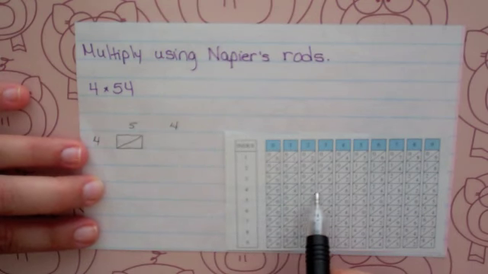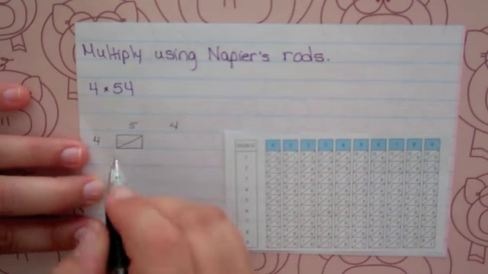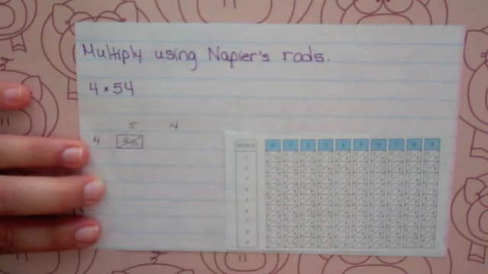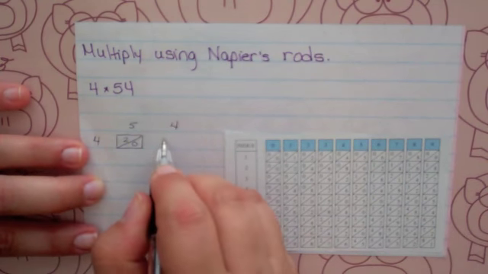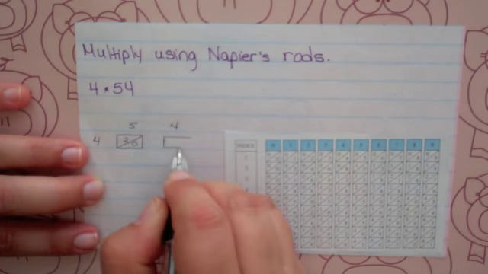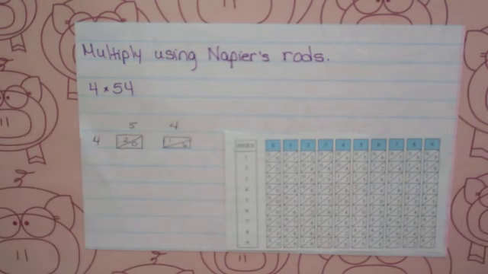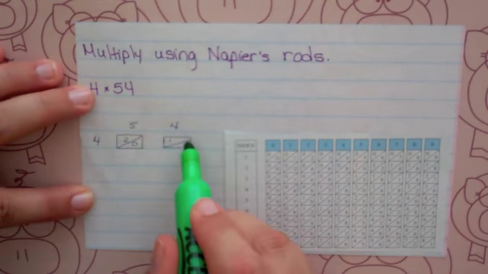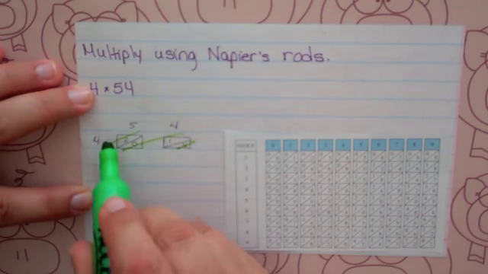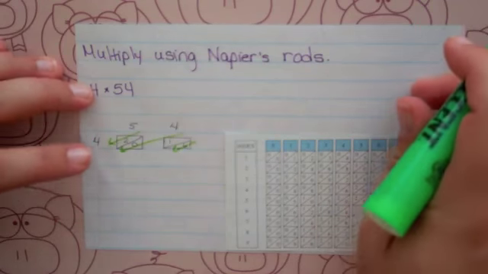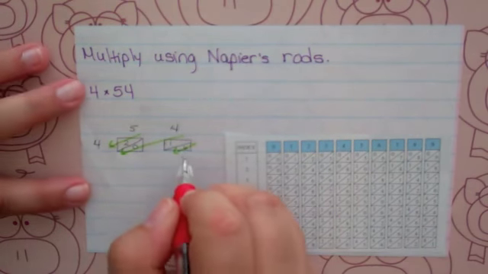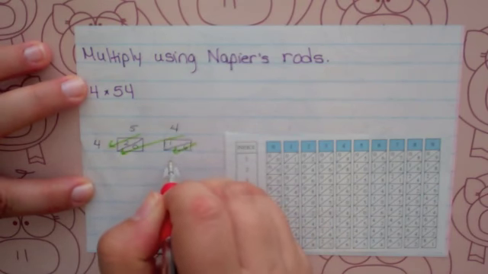So here's 4 times 5, 20. Just like what we did with lattice multiplication, 4 times 5 is 20. And now the block 4 times 4, which we know is 16. So I really don't need this multiplication table here, hopefully. Now we're going to do the same thing we did in the lattice multiplication: we're going to add our diagonals. And remember, you start from the lower right.